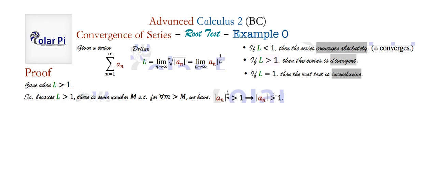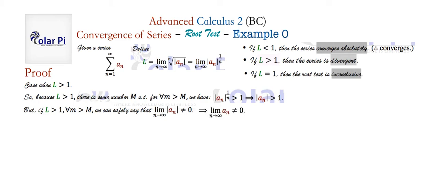But wait, this being true means that this is true, right? Okay, and where to from here? Well, that means that if the absolute value of a sub n is greater than 1 for these numbers, then the limit as n goes to infinity of the absolute value of a sub n is not equal to 0. But that means automatically that the limit as n goes to infinity of a sub n is not equal to 0. But then, using the divergence test this time, we can say that this infinite series is divergent. And we say that again by the divergence test.